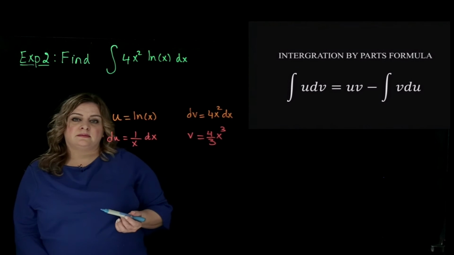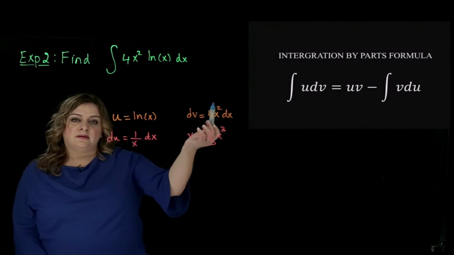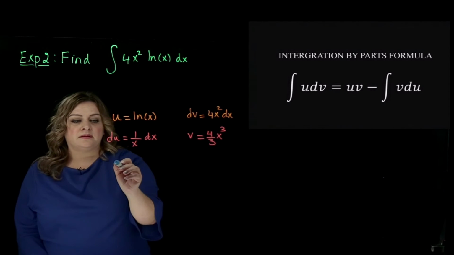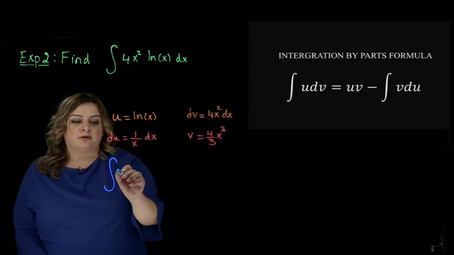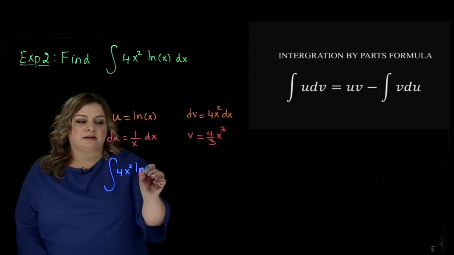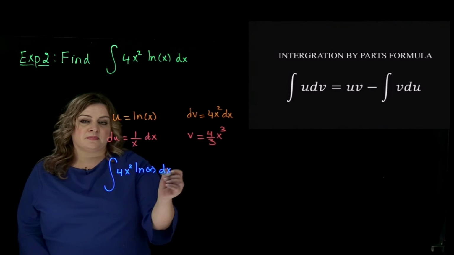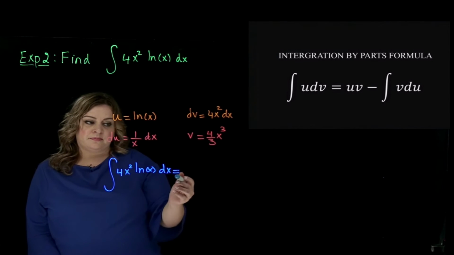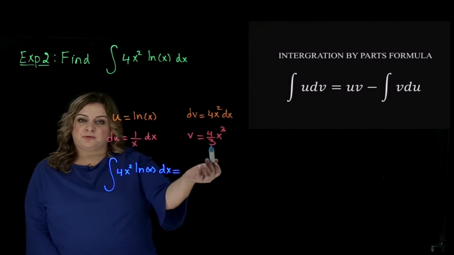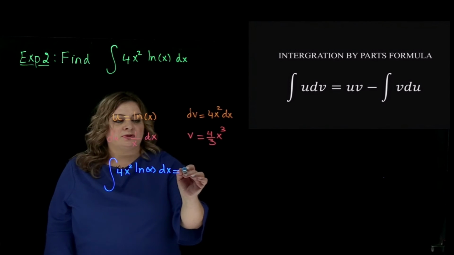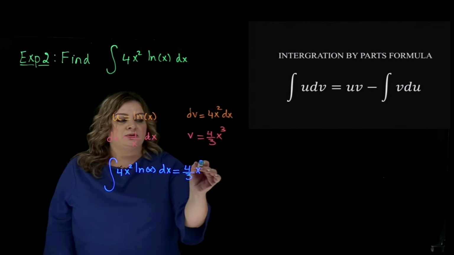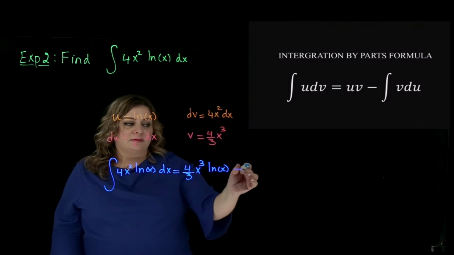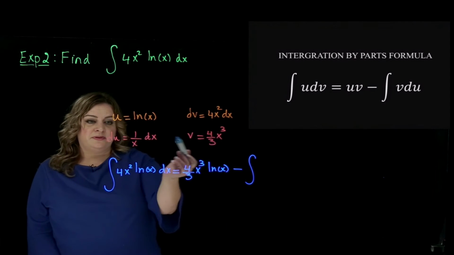We now want to find the indefinite integral using the integration by parts formula. We will start with what we are given, which is the indefinite integral of 4x squared ln of x dx. According to the formula, this is going to equal u times v. u is ln of x, v is 4/3 x cubed. So the first term will be 4/3 x cubed ln of x minus the integral of v du.